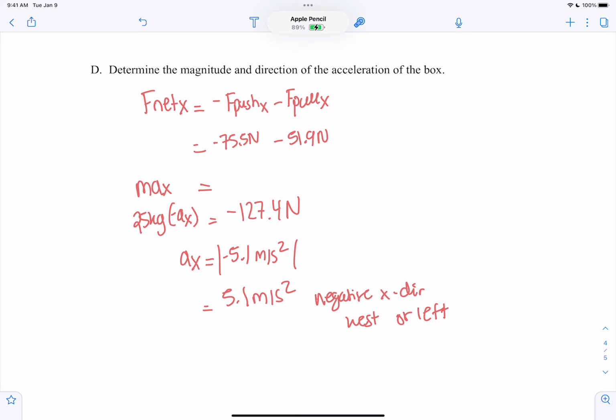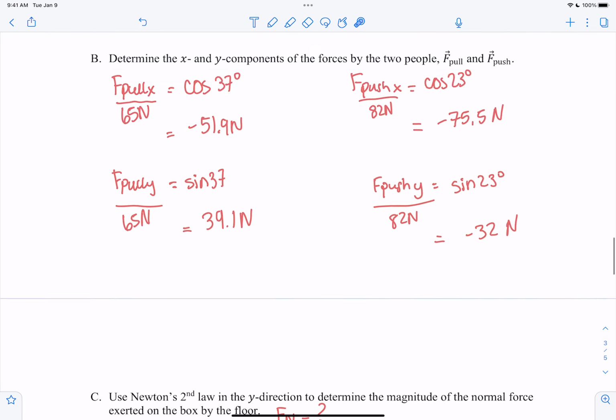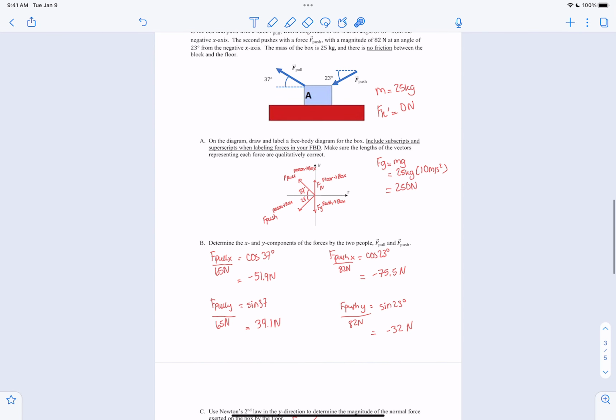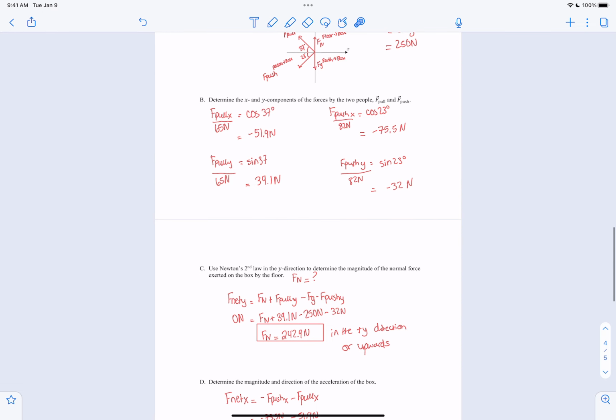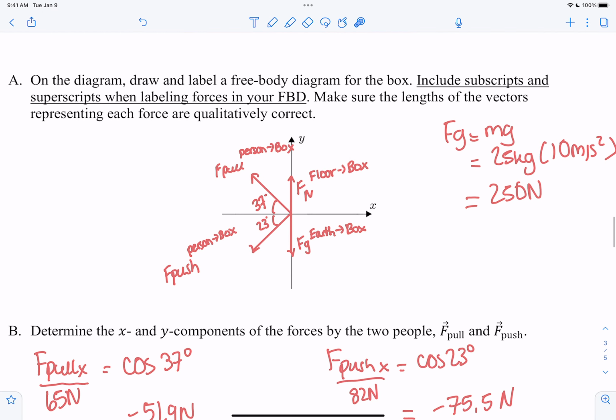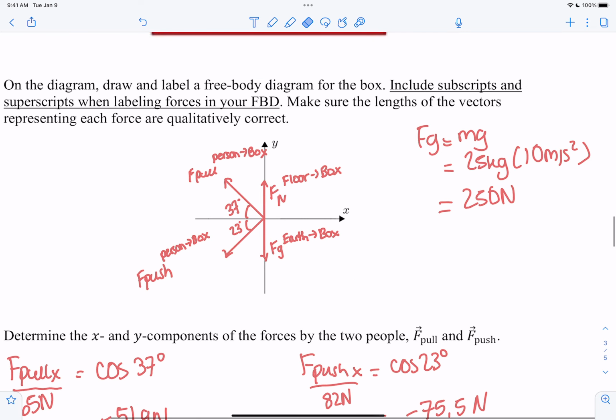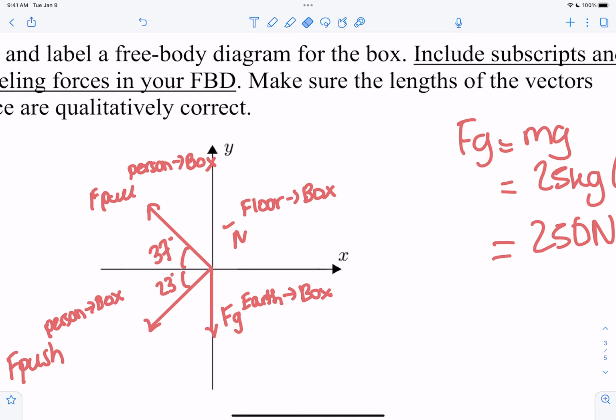So a lot of this force stuff is a matter of adjusting yourself to the conditions and the requirements asked of you in the problem. With regards to, for example, the free body diagram, we figured out gravity, that was 250 newtons. We figured out Fn, that was 242.9 newtons. So that means we have to go back a little bit and maybe adjust this to where it's just a tiny bit smaller than Fg, just to make things proportional.